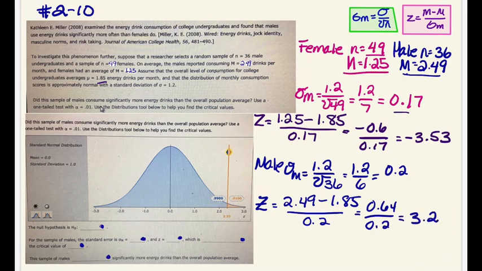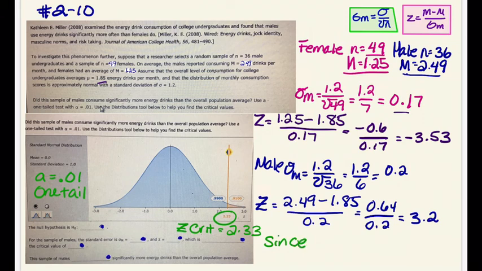of 3.2. Since in this example our alpha level is 0.01, only 1% of our scores are going to be in the extreme tail, and 99% of our values are going to be in the body. And when we move our slider, we see that our critical Z is 2.33.